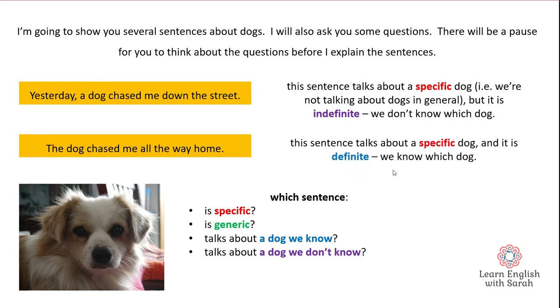The other sentence is still talking about a specific dog. So again, we're not talking about dogs in general, but this time it's definite. We now know which dog it is. It's that one. It's the one that chased me.